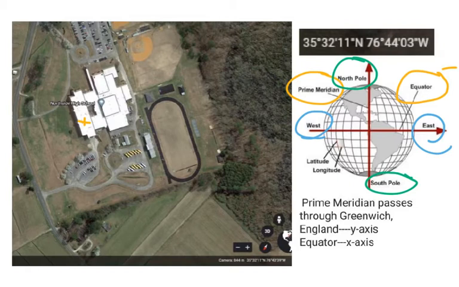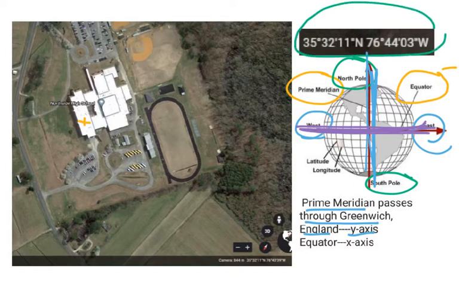We have that notation that I told you that the prime meridian passes through Greenwich, England, and we could refer to that as our y-axis going up and down through here. The equator is going around the center of the earth, around the middle of the earth. It goes around the middle. And this right here is where Northside High School is located in the world. This is what is used.